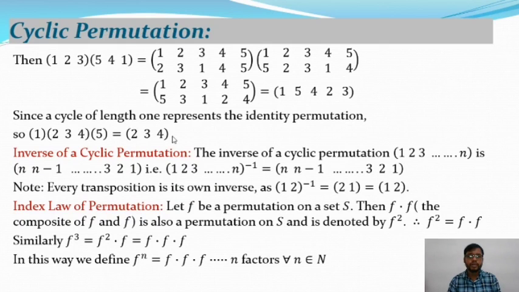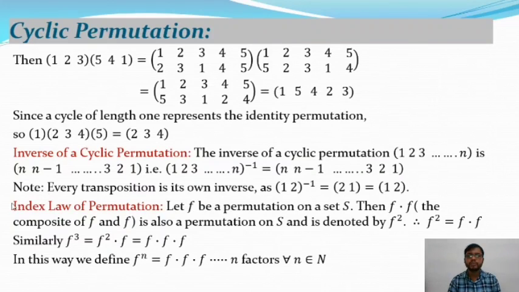So after that we will discuss the inverse of a cyclic permutation. So here is the definition. The inverse of a cyclic permutation (1 2 3 ... n), so there are n elements, and the length of this cyclic permutation is n, is (n n-1 ... 3 2 1). That means (1 2 3 ... n) inverse is equal to (n n-1 ... 1). So this is the inverse of a cyclic permutation.